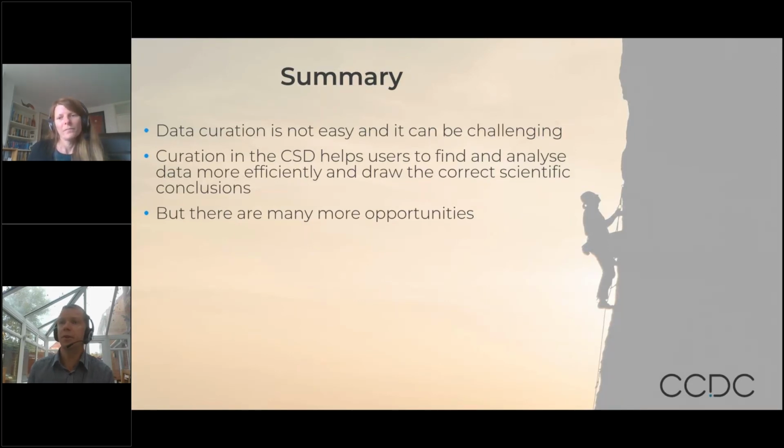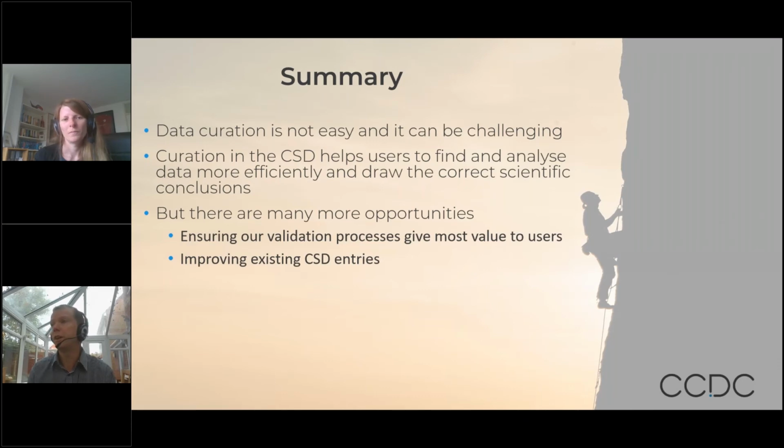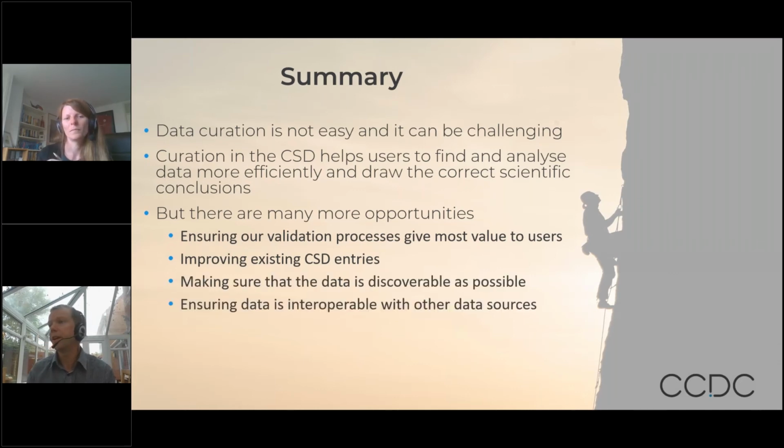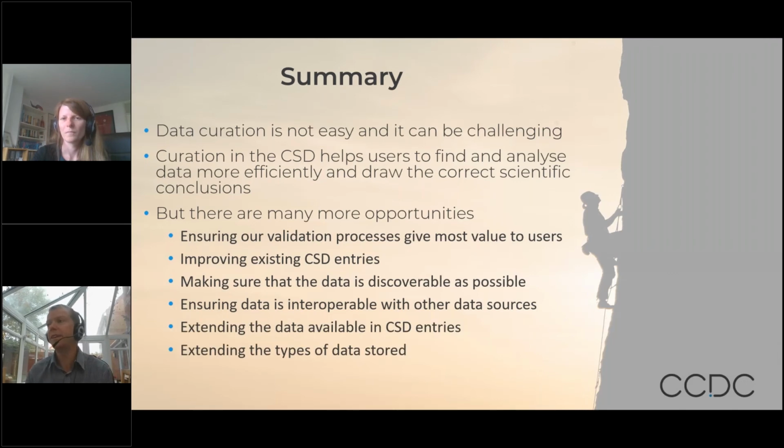So to summarize, I hope I've given you an insight into some of the challenges that we have faced in the data team and some of the initiatives we have to deal with some of these challenges. Hope you've seen how curation in the CSD is important so that users can find and analyze the data more efficiently. And there are many opportunities, including ensuring that our validation processes give most value to users, what we can do to improve existing CSD entries, making sure that the data is as discoverable as possible and interoperable with other data sources. And finally, how we can extend the data available in CSD entries and also extending the types of data we store.